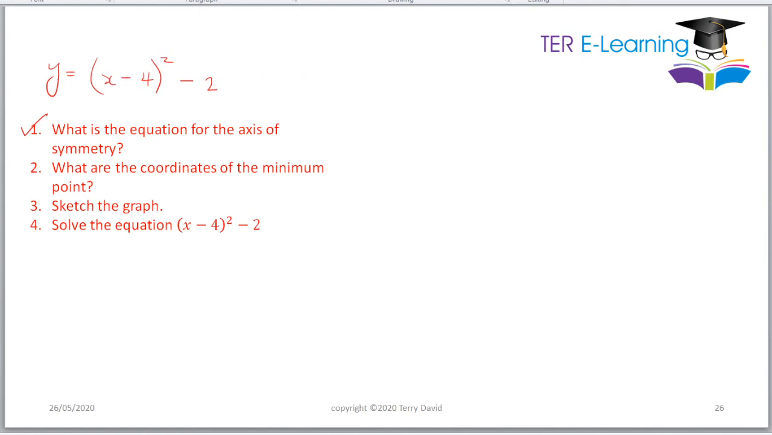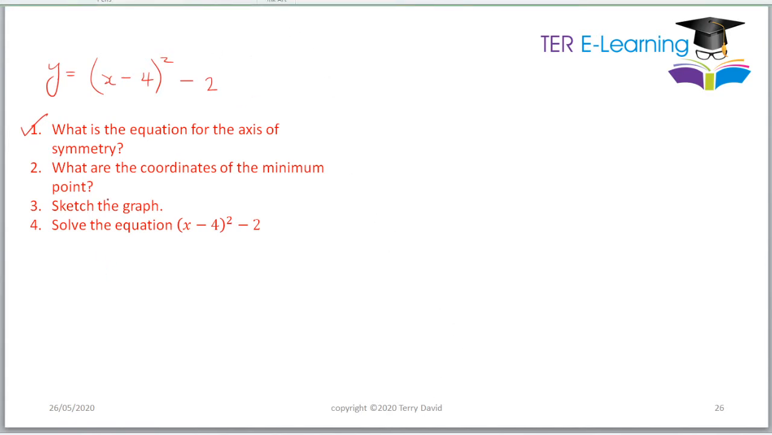So part 1, what is the equation for the axis of symmetry? Can anybody tell me that? Part 1. Alright, so I'm seeing some answers here. Some of you are saying -4. Some of you are forgetting what we're supposed to do.